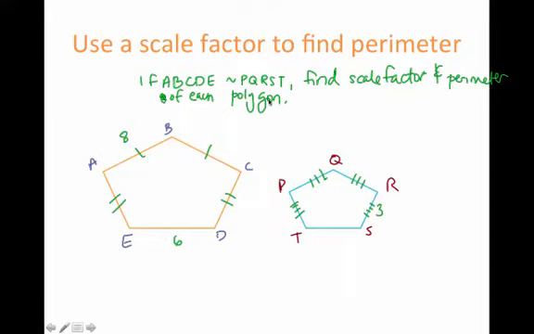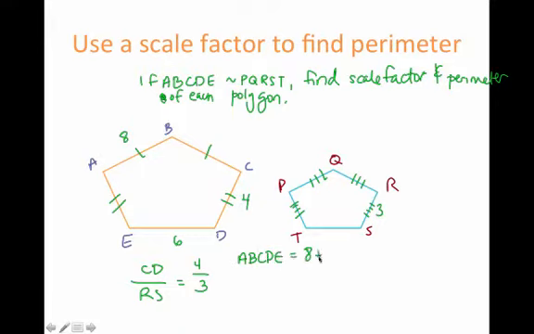So the scale factor from ABCDE to PQRST would be, you know what, I forgot to put this in here. This is 4. So CD to RS is going to be the scale factor, which would be 4 over 3. So that's the scale factor from ABCDE to PQRST. So since these two are congruent and these two are congruent, then I can find the perimeter of ABCDE.